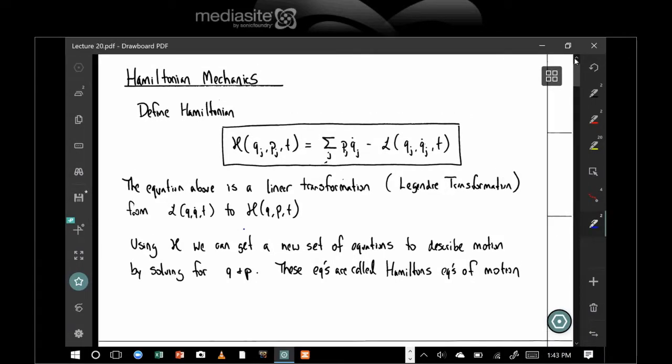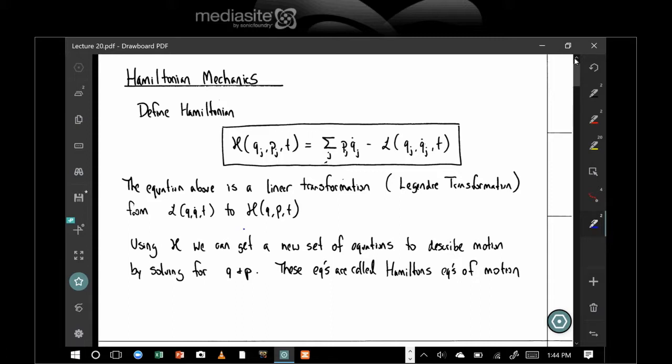I'd like to give an introduction to Hamiltonian mechanics. So, when we talked about conservation principles, we looked at when the Lagrangian was not an explicit function of time, the total mechanical energy is conserved for a system. Okay, and that's an important result.